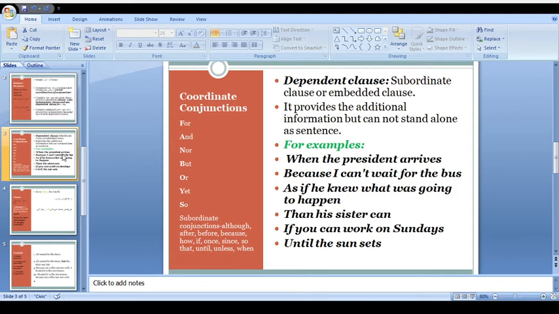So it needs him. Then his sister can. What does it mean? If you can work on Sunday, okay, then why? What happened? Until the sun sets, okay. Until the sun sets what? So these are the dependent, subordinate clauses, okay. They are nothing without an independent clause. So dependent clause, subordinate clause or embedded clause, it provides the additional information. But it cannot stand alone as a sentence.